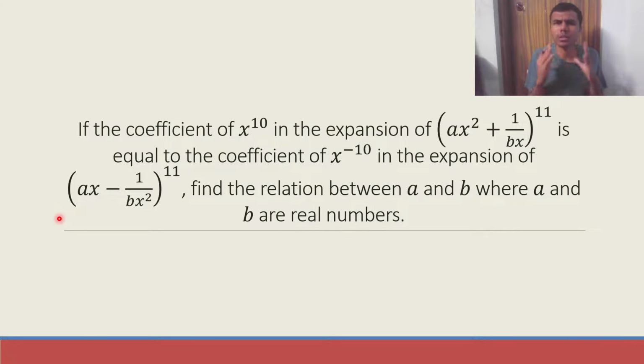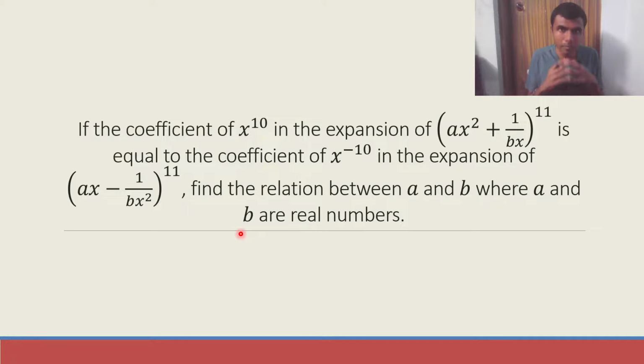Now let us see how to solve this given question. Here we are given that the coefficient of x power 10 in the expansion of (ax square plus 1 by bx) whole power 11 is equal to the coefficient of x power minus 10 in the expansion of this. Now if this is the case, we have to find out the relation between a and b, where a and b are real numbers.